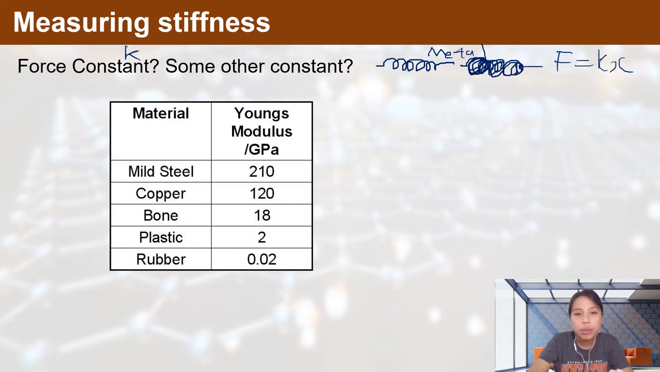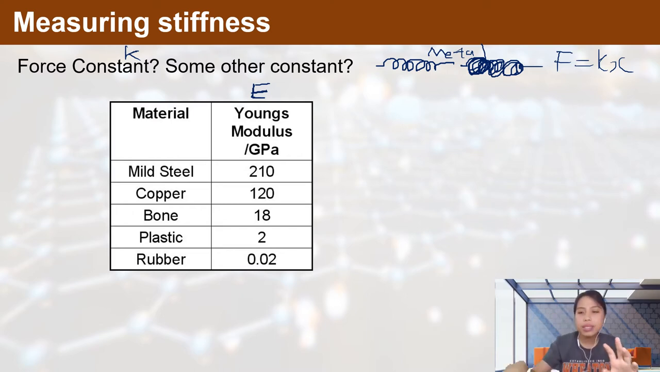Young's modulus, with the symbol E, is a constant for each material. So look at this table. There's a whole bunch of different materials with a certain Young modulus. For steel, the Young modulus is very big, 210. Copper, 120. Bone, 18. Plastic, getting smaller and smaller. Can you guess a pattern based on the material and the Young modulus?